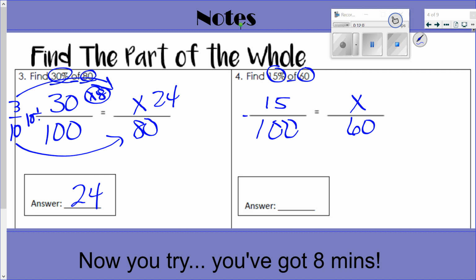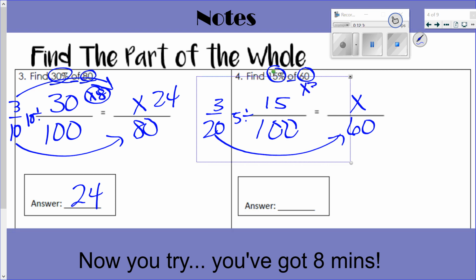So again, we can step back, we can divide by 5. That's going to get us 3 and 20. How do I go from 20 to 60? Times 3. 3 times 3 is going to give me 9. You guys seeing this? Yeah. Okay, I hope so. Can you do it by yourself?